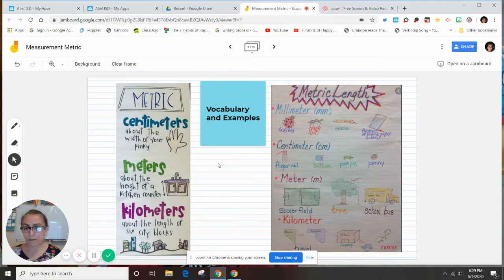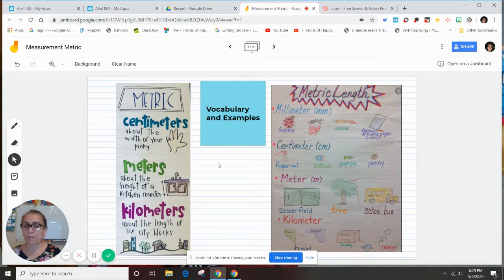Then we're going to have our meters, and my meter is also going to do with the long ruler as we did with the customary measurement. This is my meter stick, and remember that the meter is 100 centimeters. So when you have your ruler, you're going to go all the way to 100. You see here 99, and then on the very edge is 100, and we start on 0 right here. Okay, and that would be about the height of a kitchen counter.